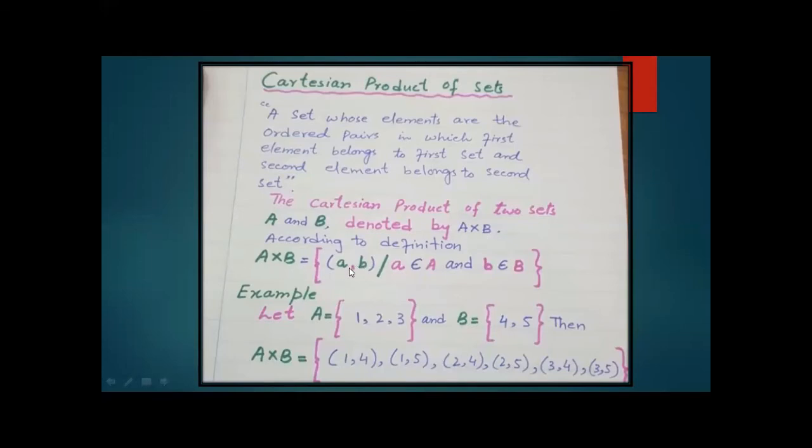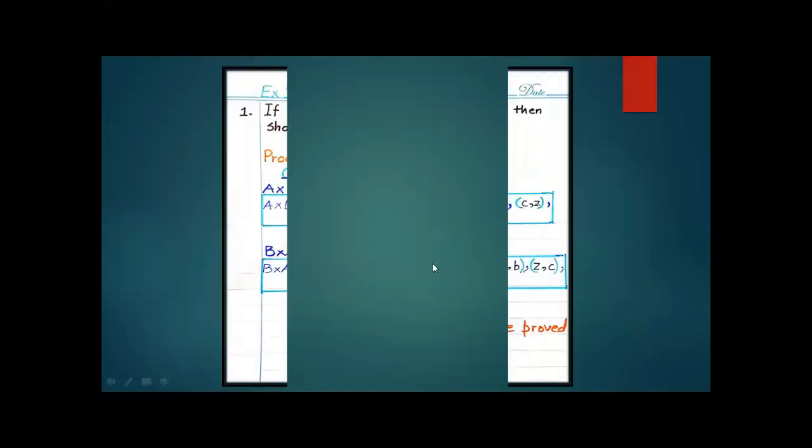You denote Cartesian product by A multiplied by B, and its definition is A cross B is (a, b). This is an ordered pair. This (a, b) shows that it's an ordered pair such that a belongs to the first set A and b belongs to the second set B. Means its x ordinate belongs to set A and its y ordinate belongs to set B.